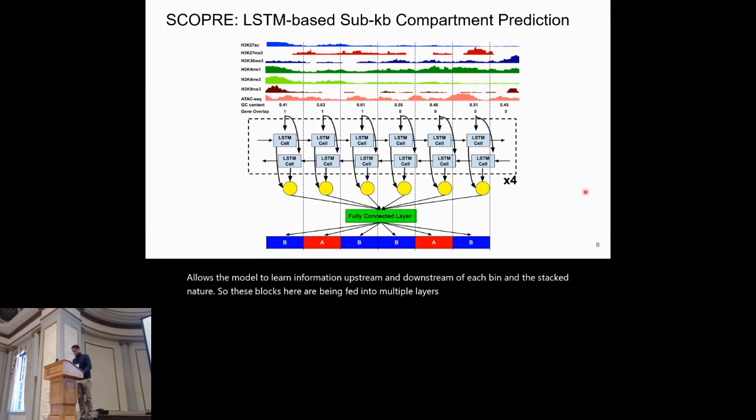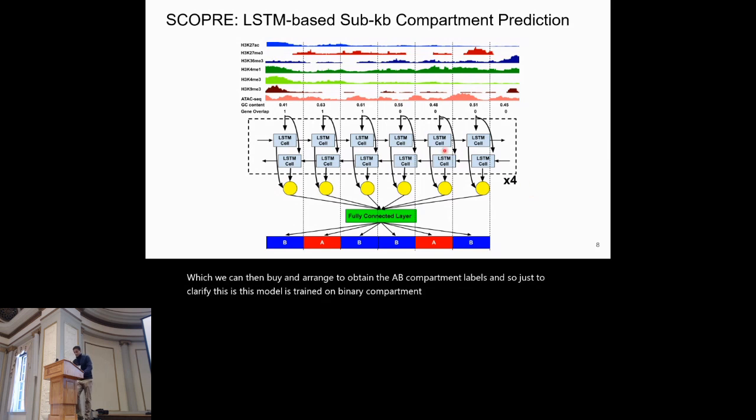So here there are 4 layers, and this allows the model to learn long-range interactions as well as more complex interactions between different bins. And so in the final layer, we concatenate the output and feed it into a fully connected layer with a sigmoid activation function, and we obtain a probability prediction for each 500 base pair bin, which we can then binarize to obtain the AB compartment labels. And so just to clarify, this model is trained on binary compartment labels.